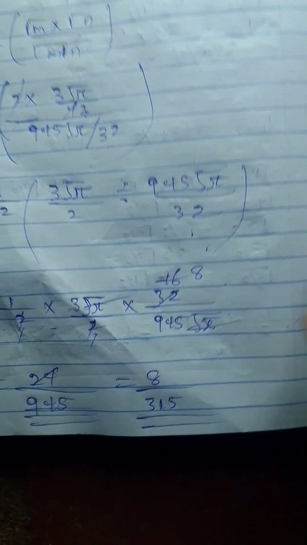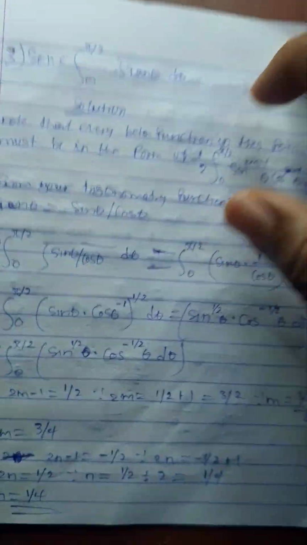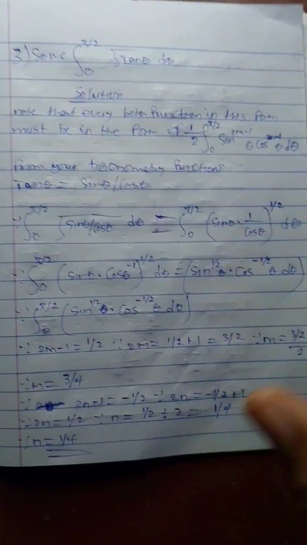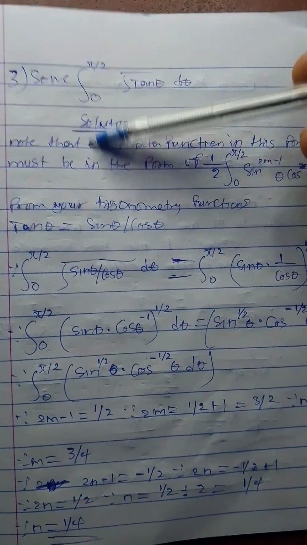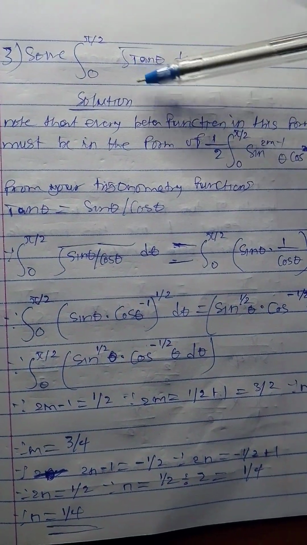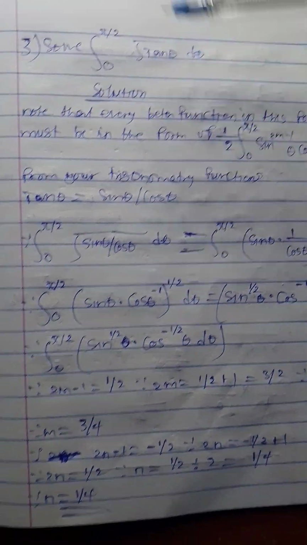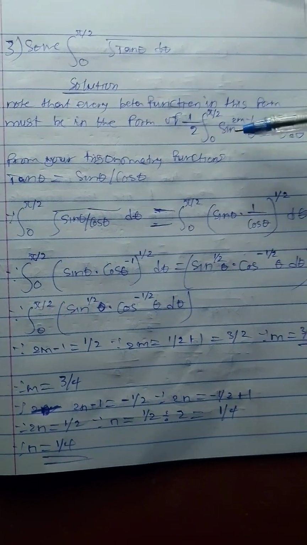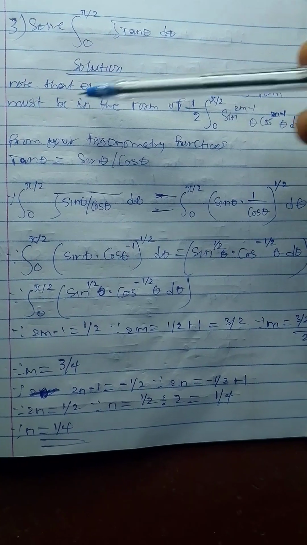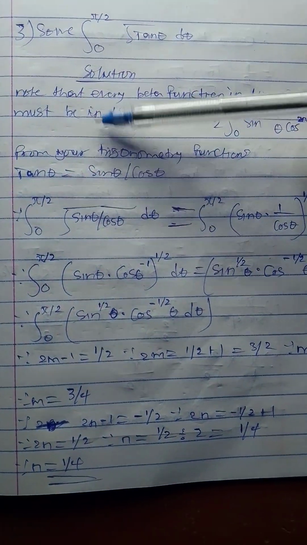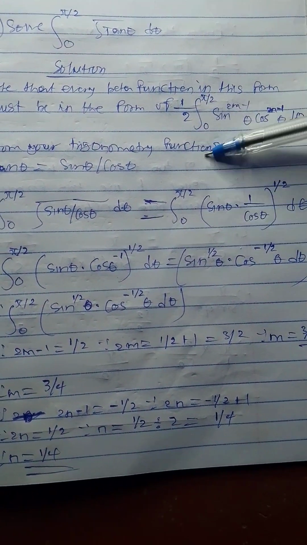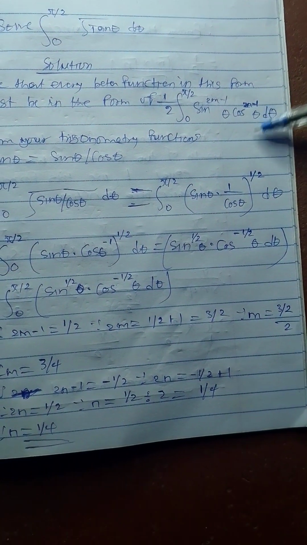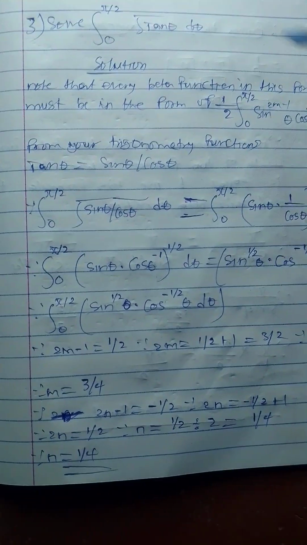Very, very simple. Now I have question number 3. We have to solve the integral from 0 to pi over 2 of square root of tan theta d theta. Now, the solution: you know that every beta function must be in the form of half integral from 0 to pi over 2 of sine 2m minus 1 theta cos 2n minus 1 theta d theta. Okay, now let's solve this.